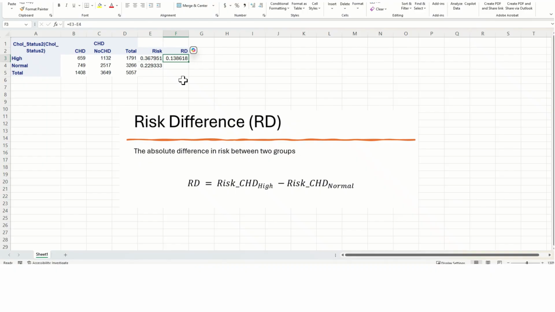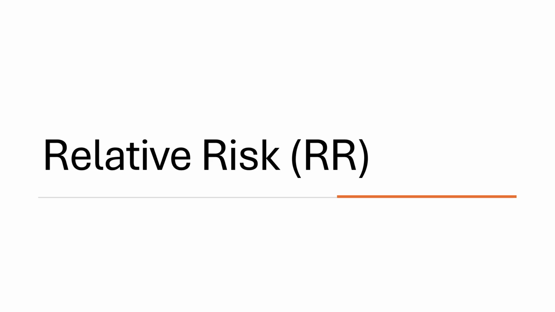meaning that the high cholesterol individuals have 13.8% higher risk of developing chronic heart disease compared to those with normal cholesterol, and vice versa is true too, which is going to be an identical value, but with a negative sign. So the risk of chronic heart disease among normal cholesterol individuals would be 22.9% minus 36.8%, which is, as you can see, the exact opposite of the value right above, 13.8% lower than that of high cholesterol individuals.